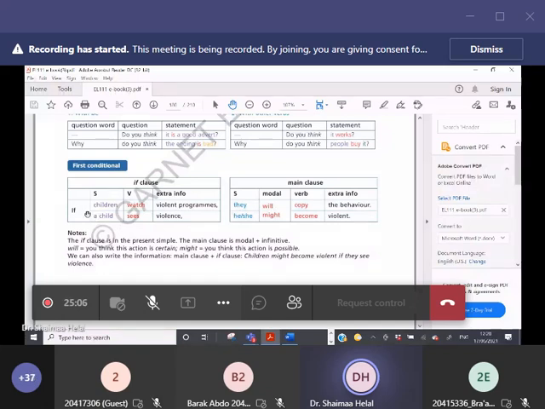Who is able to give me the second example? Instead of if clause plus the main clause, we can change them to give me the main clause. Again, can you explain the difference between will and might? Yes. If children watch violent programs, as a speaker, I'm telling you they will copy the behavior. I'm certain. The action is certain, they will copy the behavior. But when I say if children watch violent programs, they might copy the behavior, here I'm giving you the idea that this action is possible.